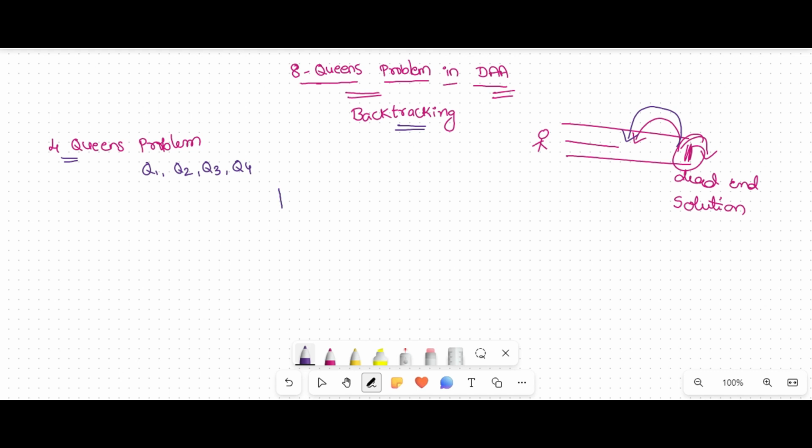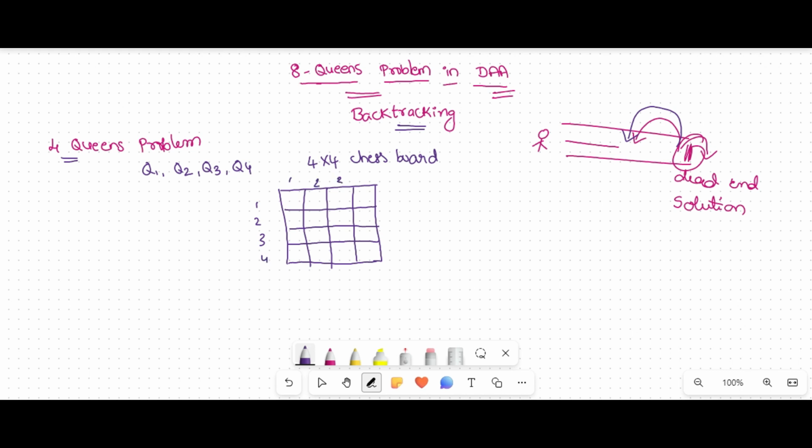For example, for the four-queens problem, I am taking a 4x4 chessboard, with 4 rows and 4 columns. We have to place the queens. The first queen we have to place in the first row only, but it can be in any of columns 1, 2, 3, 4, in such a way that no other queen is present in the same column or same diagonal. For example, here I am placing the first queen in the first row.